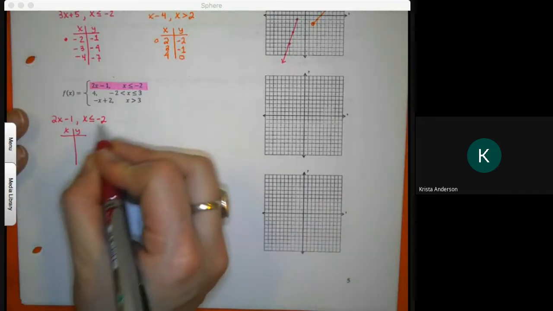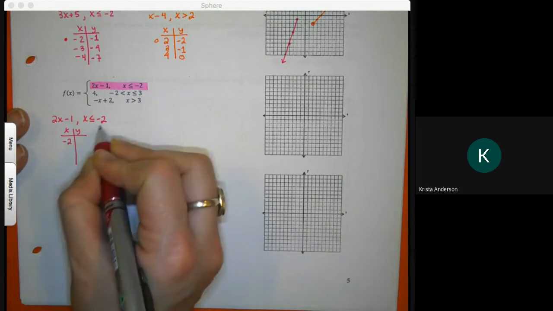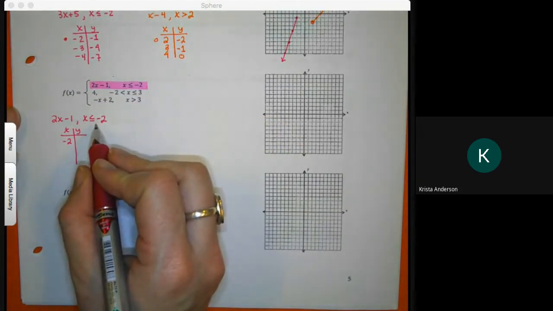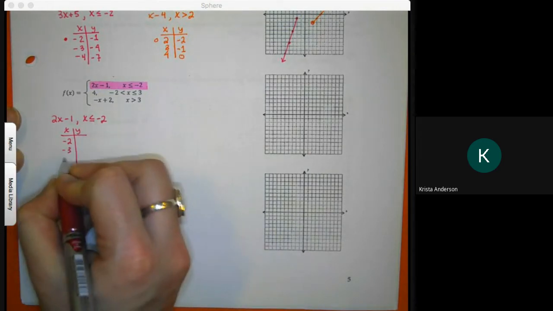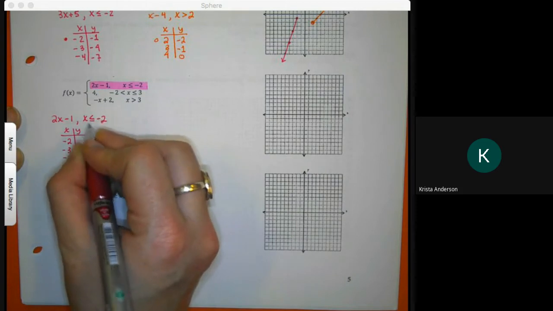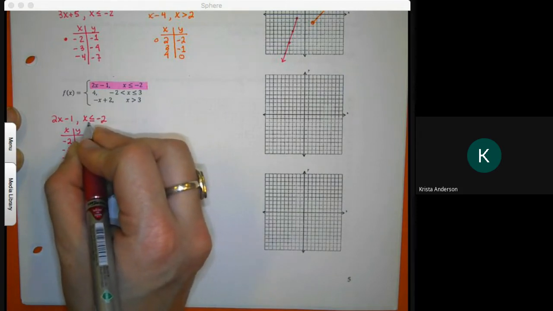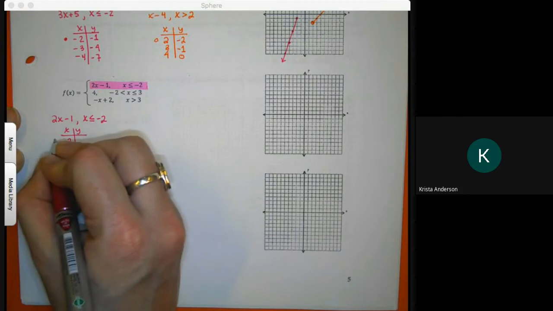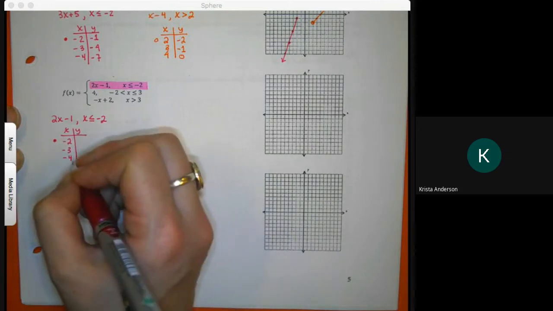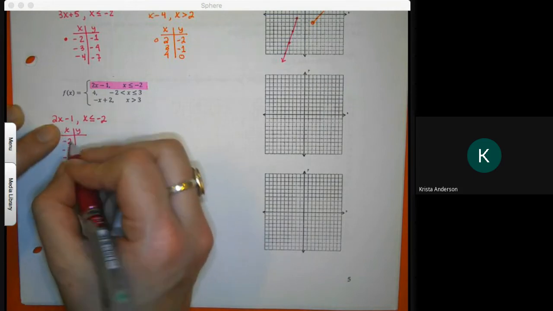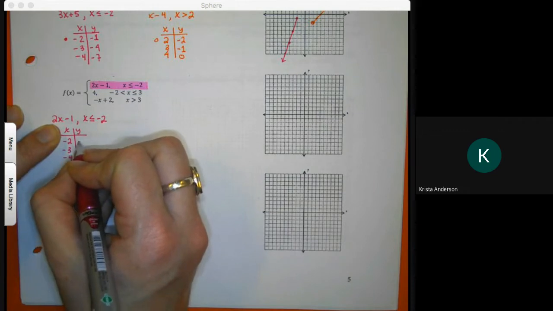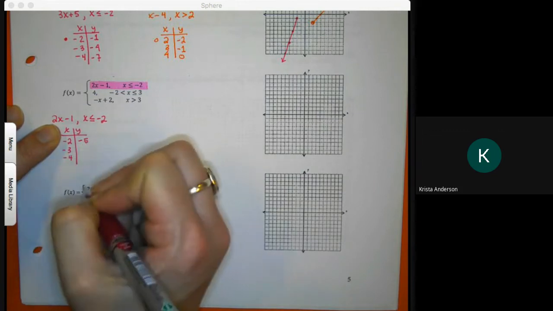I start with a -2, and I go to the left of it. So left of -2 on my number line would be -3 and -4. -2, because it's by my inequality sign, I check it's equal to it, so I will put a solid dot. I plug it in. 2 times -2 is -4. -4 minus 1 is -5.